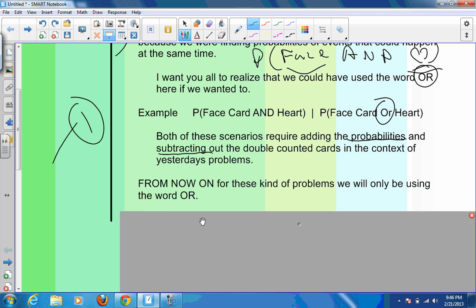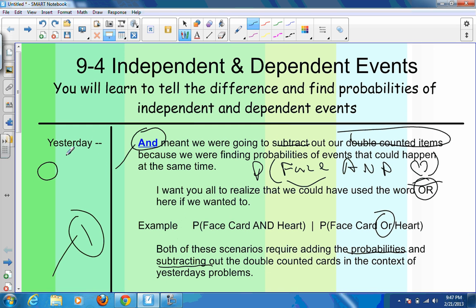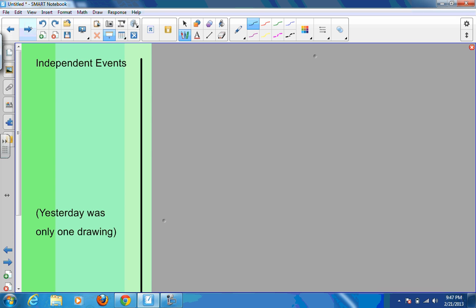From now on, I want you to think of these kinds of problems as using the word "or." So anything from yesterday, we're going to take those same problems and we're just going to make our keyword for those types of problems where we are going to be adding probabilities. We're going to use the word "or" to indicate what we're going to do there. Okay? So let's move on with today's stuff.